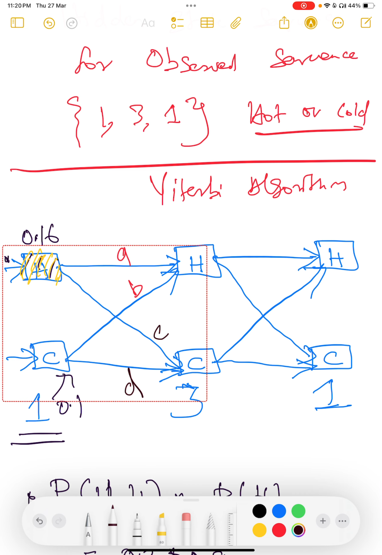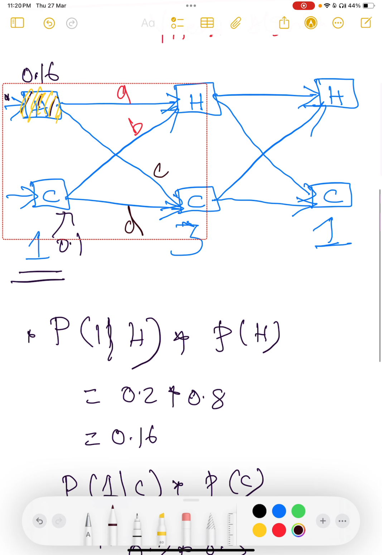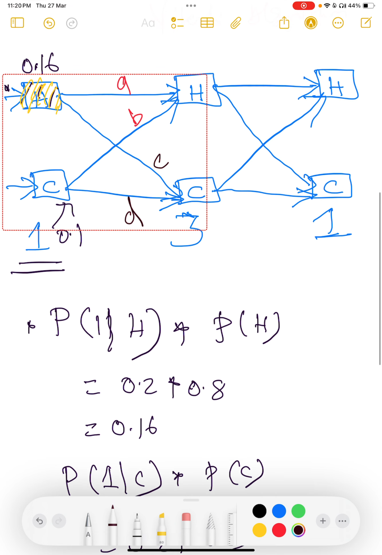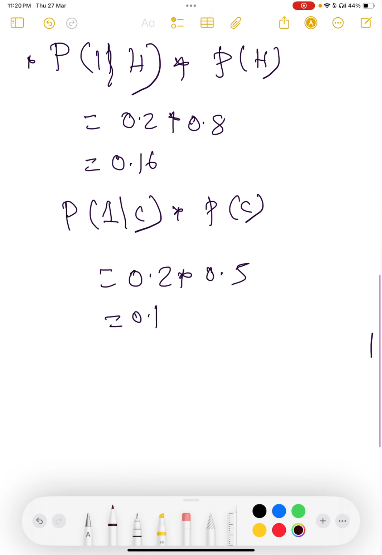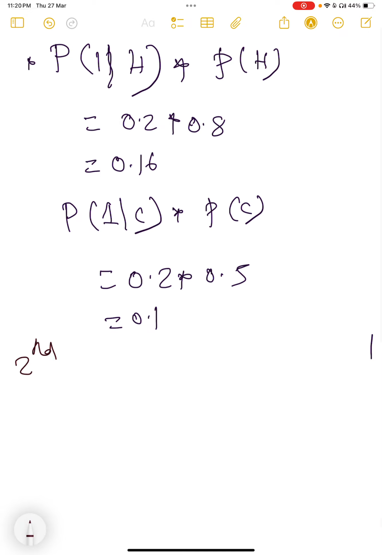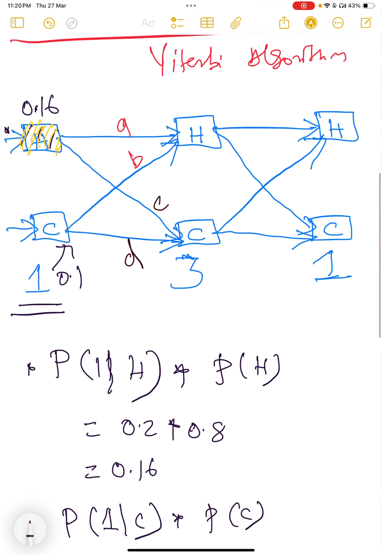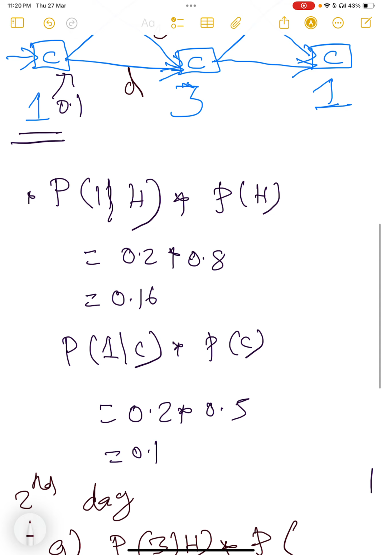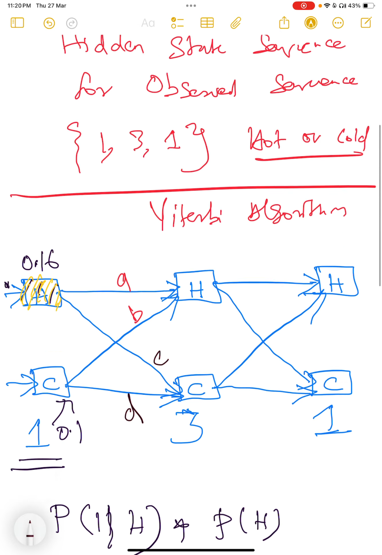Right? So now, what will you do? First of all, what's A? A is the probability of 3 given H and H given H. For the second day, what's the total for A, B, C? You have to find A and B, right? It's the probability of 3 given H into the probability of H given H.